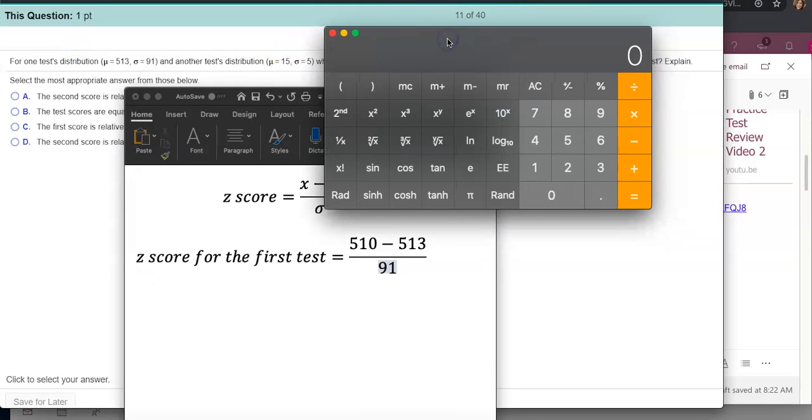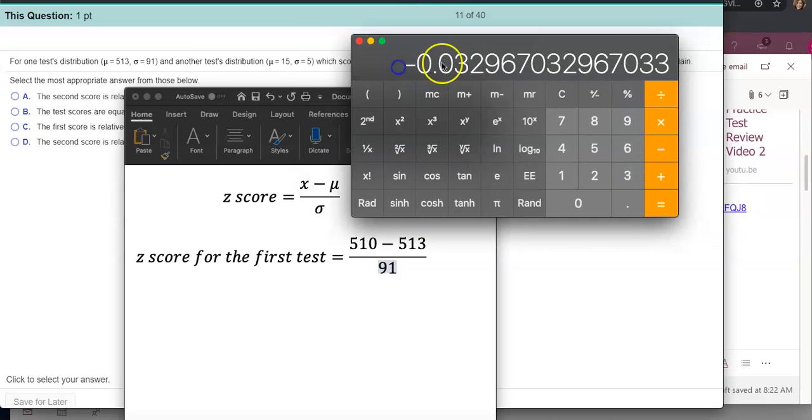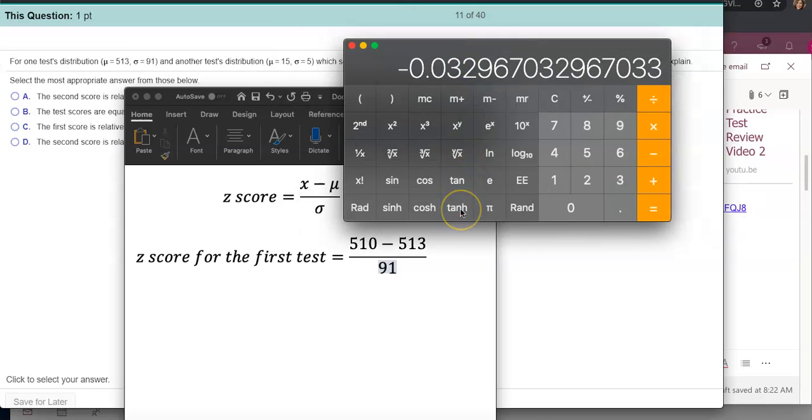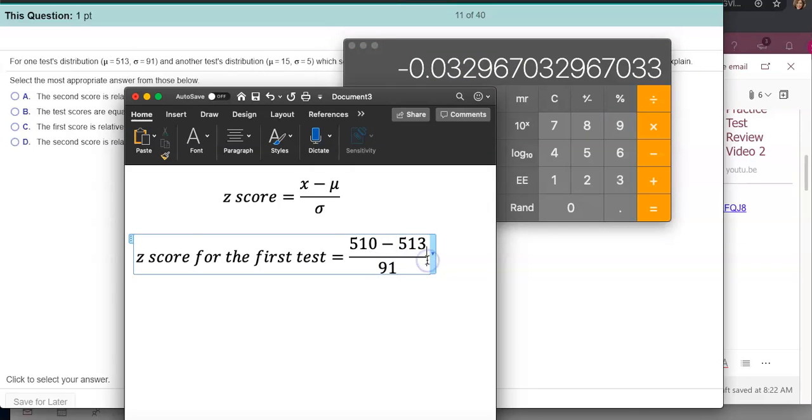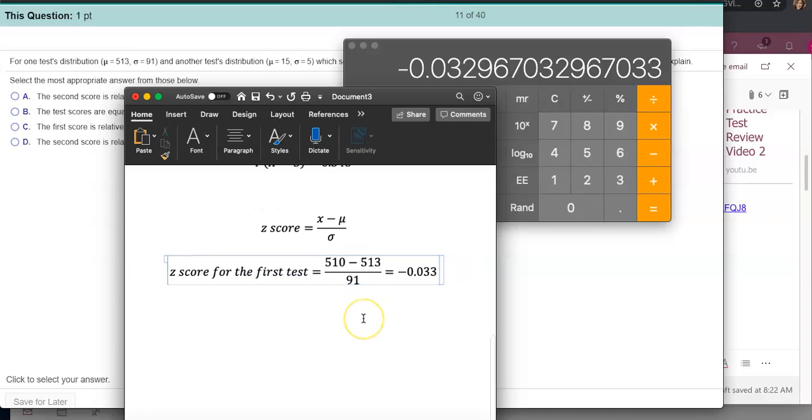Alright, so let's do 510 minus 513. Negative 3. And I'm going to divide that by 91. The z-score came out to be negative 0.033. I'll just round it that much. So that's the z-score for the first test.